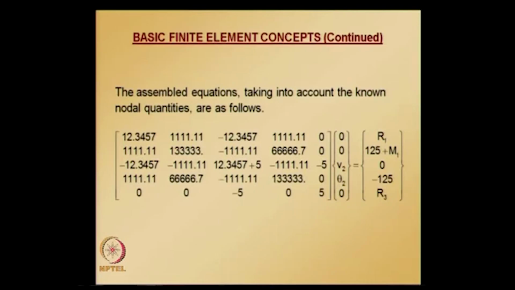And please note that node 1 is fixed, so V1 and theta 1 are 0. Whenever displacements and rotations are constrained, reactions will be developed. The reaction because of the constraint on V1 is R1, the reaction because of constraining theta 1 is M1, and V3 is also constrained, so the corresponding reaction is R3. Eliminating the rows and columns corresponding to the degrees of freedom which are 0, we get a reduced equation system which is a 2 by 2 equation system.